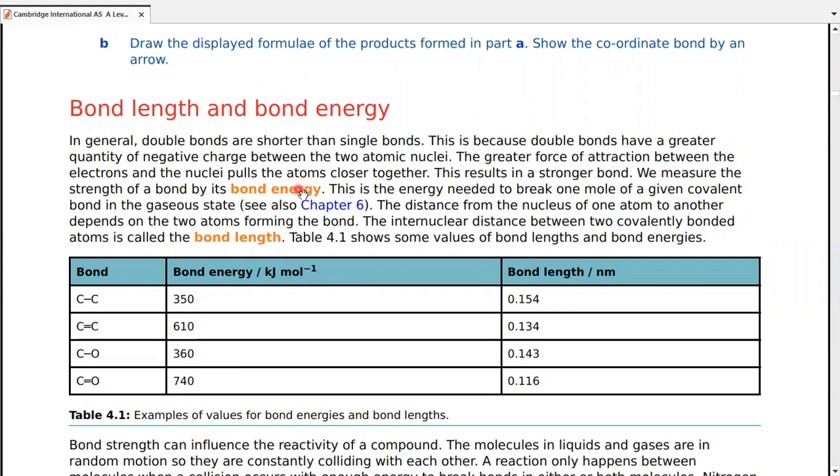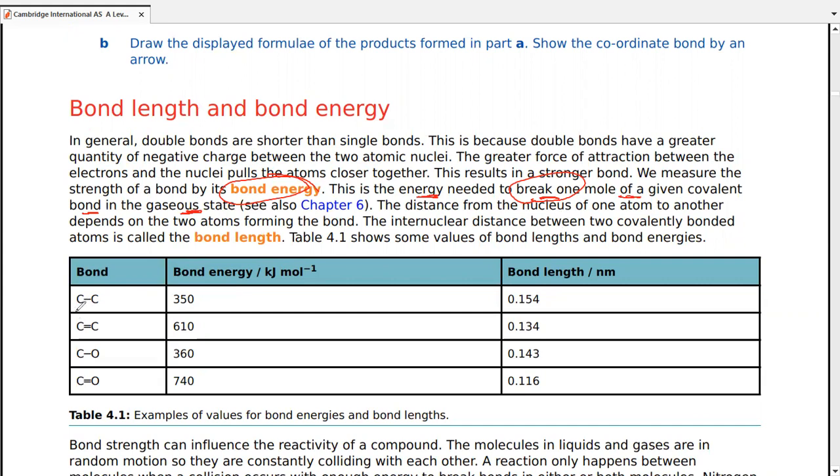Let me clarify bond energy a little bit. When I say the word bond energy, we usually describe it as the energy needed to break one mole of a given covalent bond in the gaseous state. Why the gaseous state? Because the molecules would be far away from one another and would not affect one another by attracting or repelling. So the energy we expend to break the bonds would be exact and would not be taken up by breaking some kind of intermolecular forces of attraction or repulsion. That's why the gaseous state.